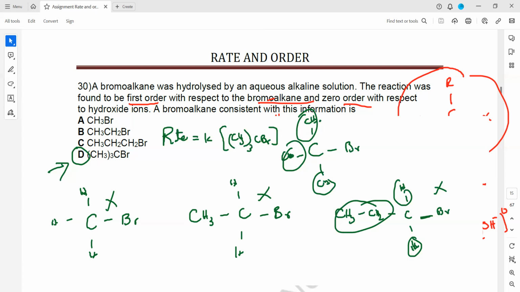That's how we distinguish by using the initial rate method and the rate equation. We can identify whether it's a primary halogenoalkane or a tertiary halogenoalkane, SN1.